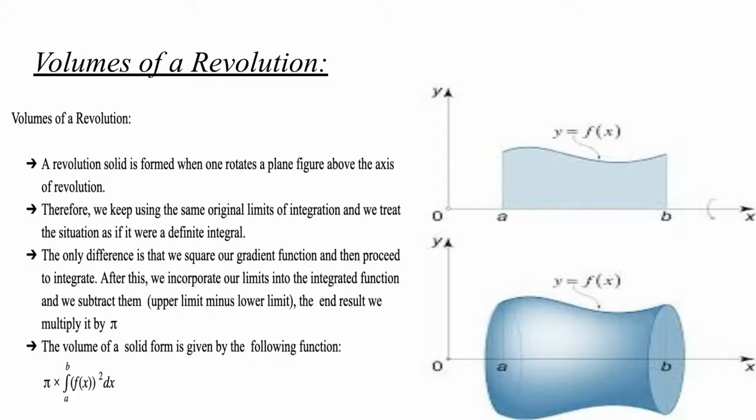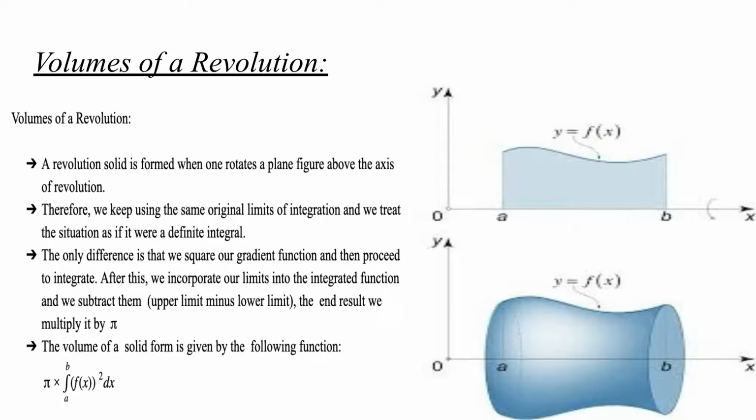It is important to note that when we deal with volumes of revolution, we keep using the same original limits of integration, and we treat the situation as if it were a definite integral. The only difference is that we square our function and then proceed to integrate. After this, we incorporate our limits into the integrated function, and we subtract them, upper limit minus lower limit. The end result we multiply by pi.